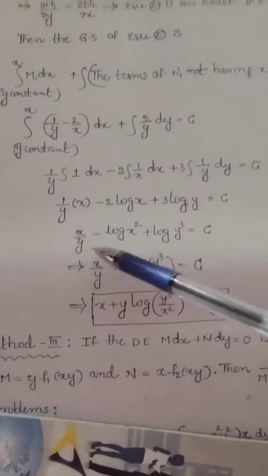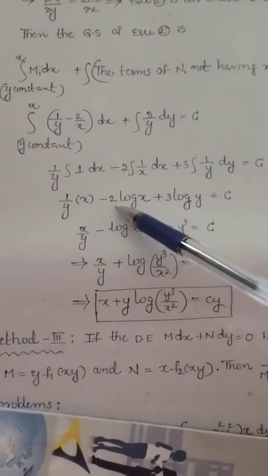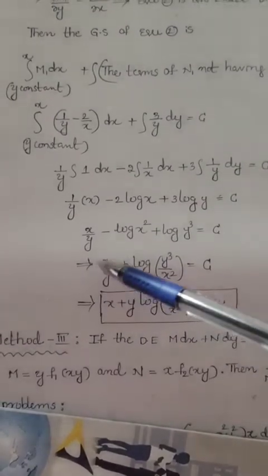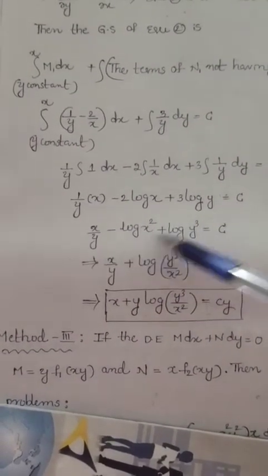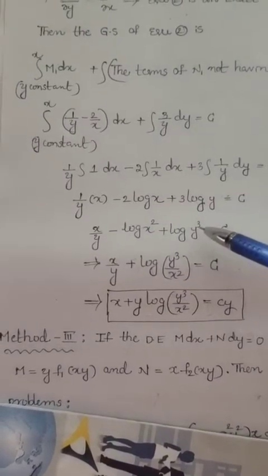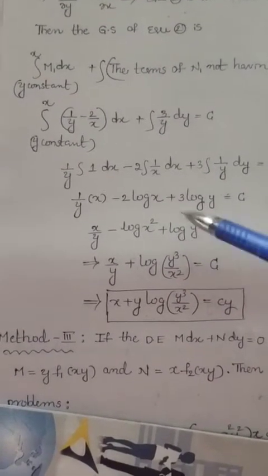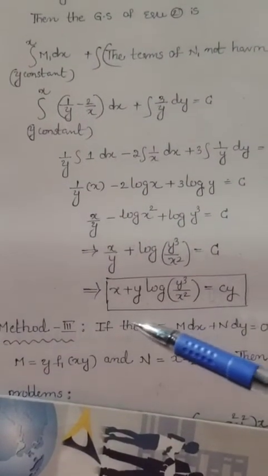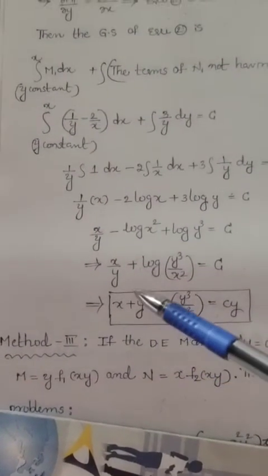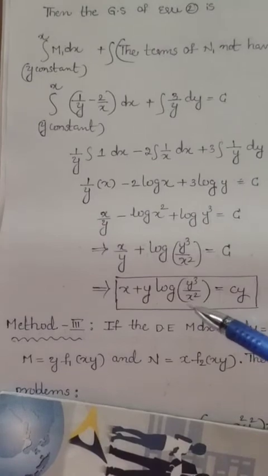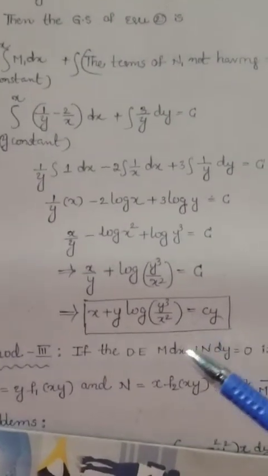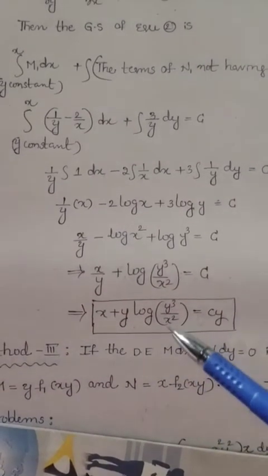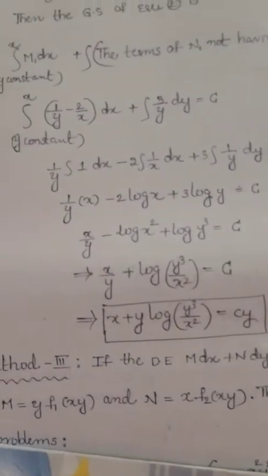So x/y, taking the 2 inside, minus log x² plus log y³ equals c. It is in the form of log a minus log b, and log a minus log b can be written as log a by b. That is x/y plus log(y³/x²) equals c. By cross multiplication, x + y log(y³/x²) = cy, which is the general solution of the given exact differential equation 2.